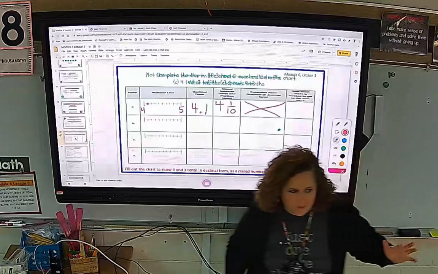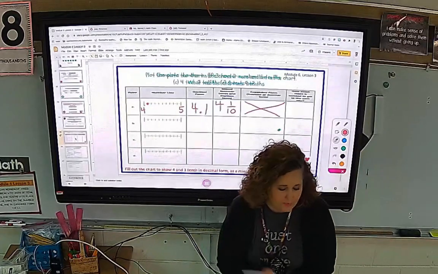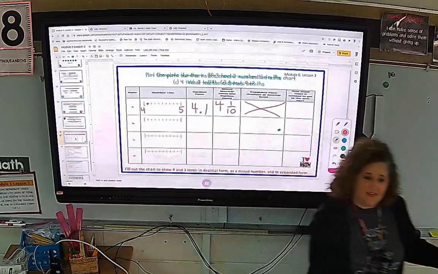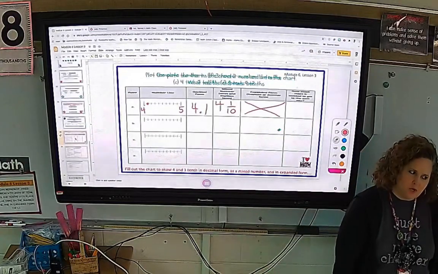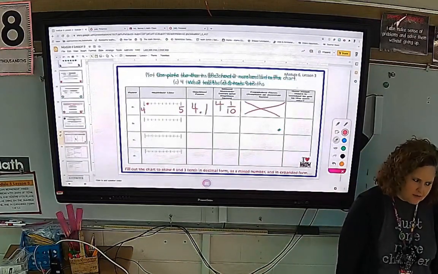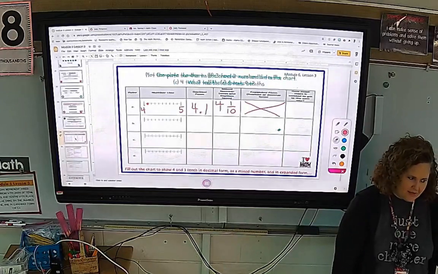So here's the big question. What is 1 plus what equals 10? Because you got to have all 10 pieces. Who was paying attention in 1st grade? 1 plus what is 10? Yeah. 9.